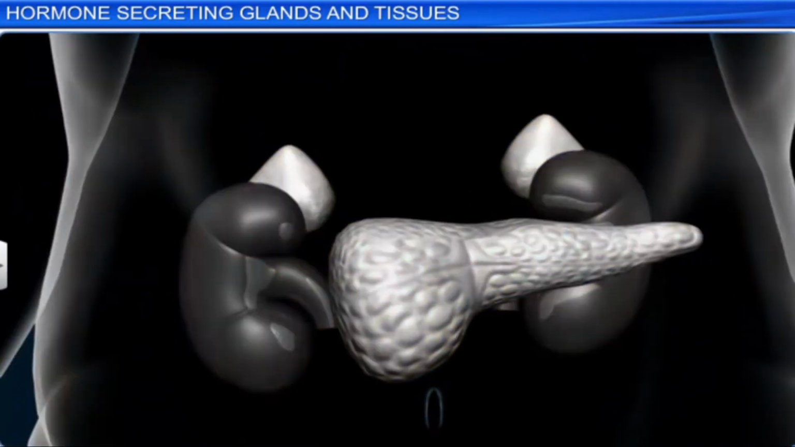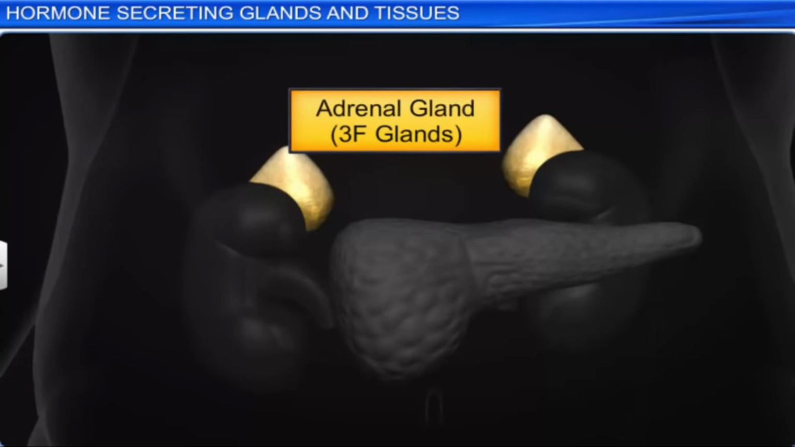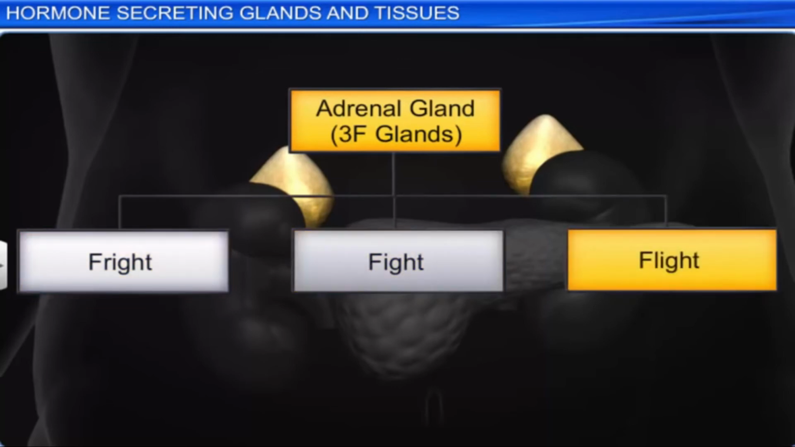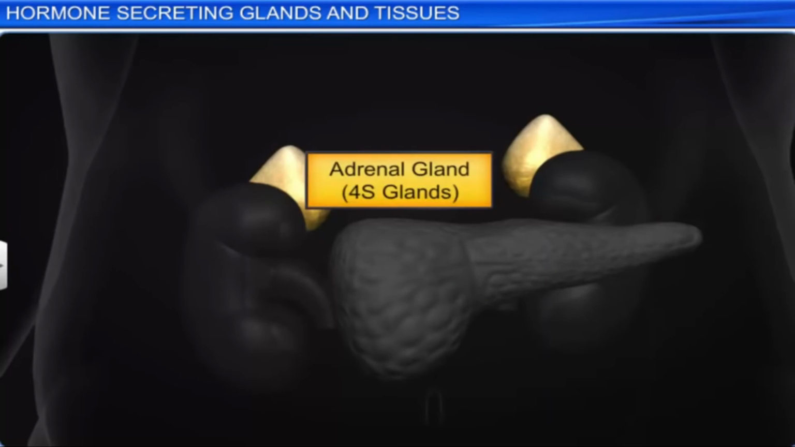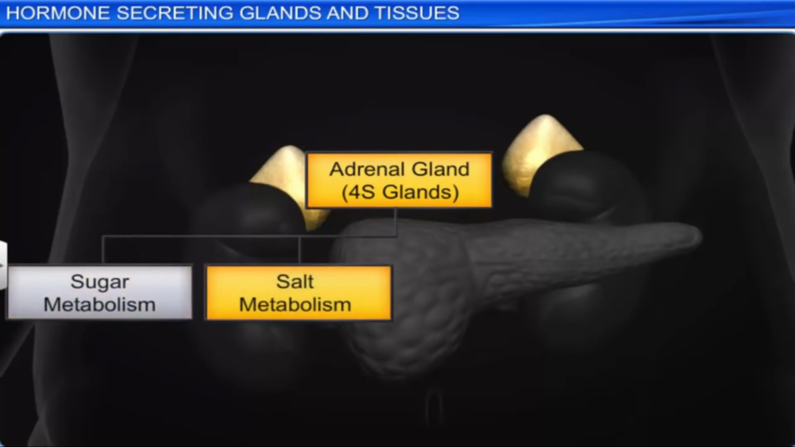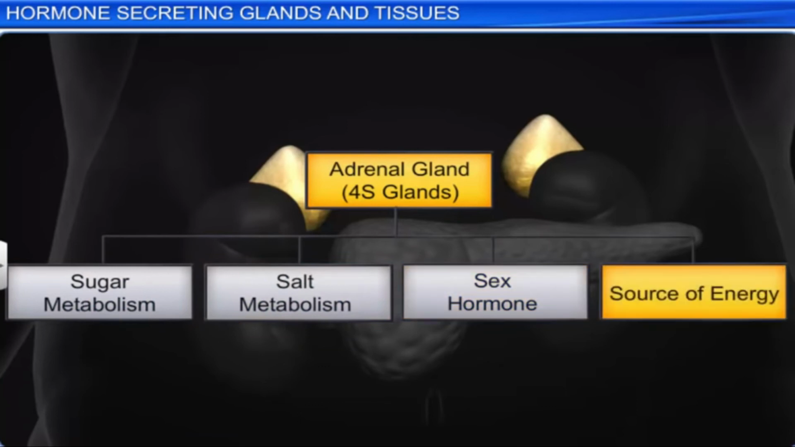In fact, the adrenal glands are also known as 3F glands, where the 3 F's stand for fright, fight, and flight. These glands are also called 4S glands, where the 4 S's stand for sugar metabolism, salt metabolism, sex hormones, and source of energy.